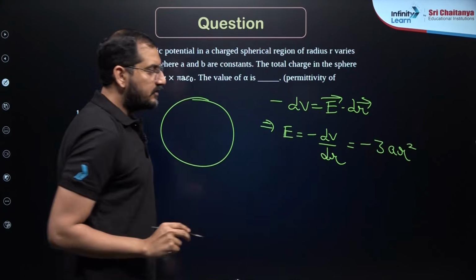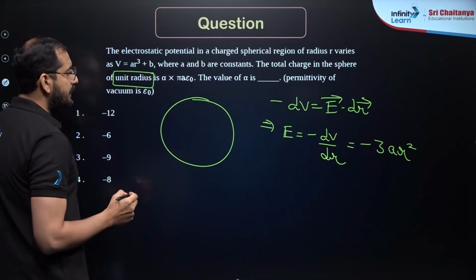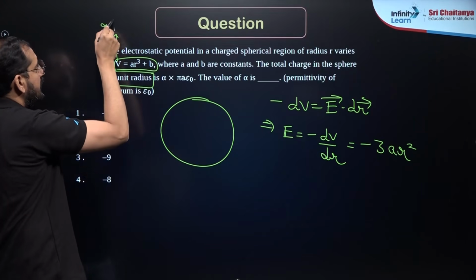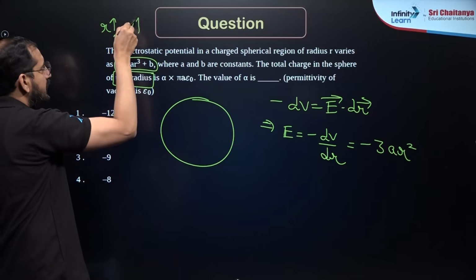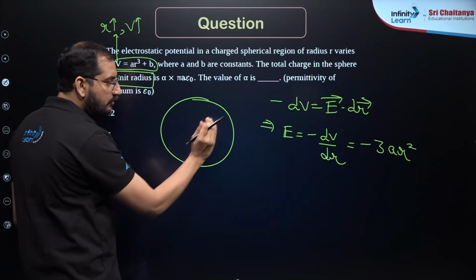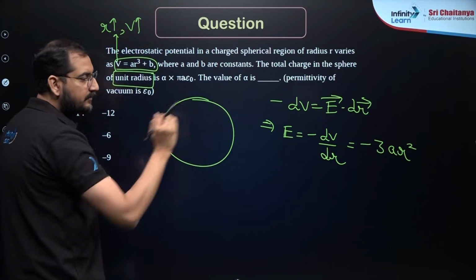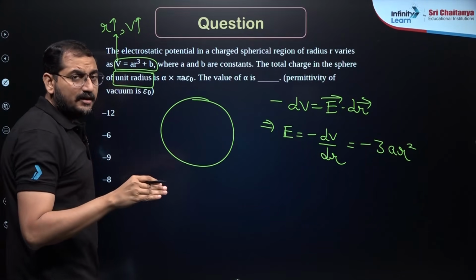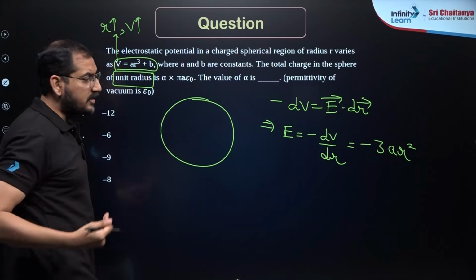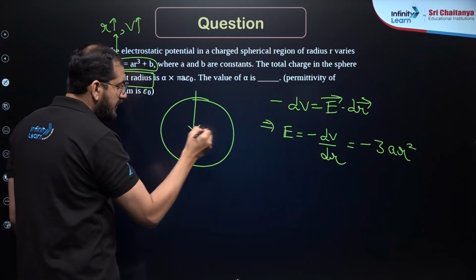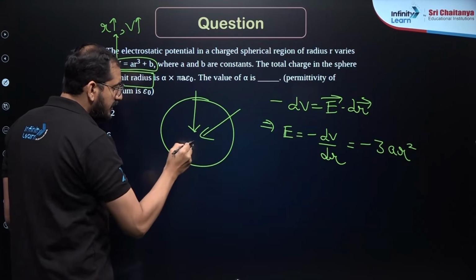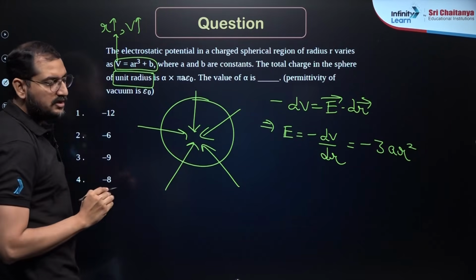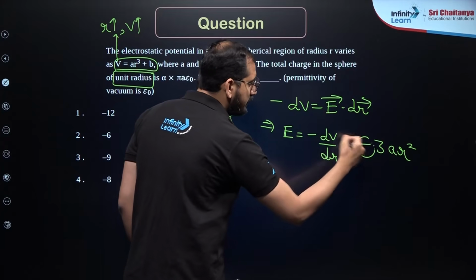What is the significance of this negative sign? Let's try to understand. As the r increases in this equation, V is also increasing. It means that as I am going outside, the potential is increasing. And we know that electric field lines always are directed from higher potential to lower potential. It means that the electric field lines are directed radially inward like this. That is the meaning of this negative sign.